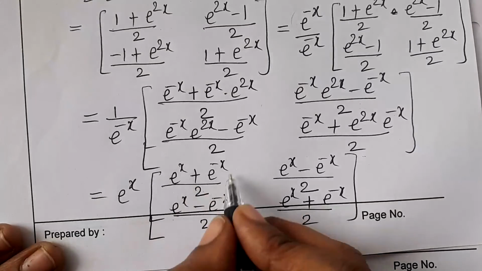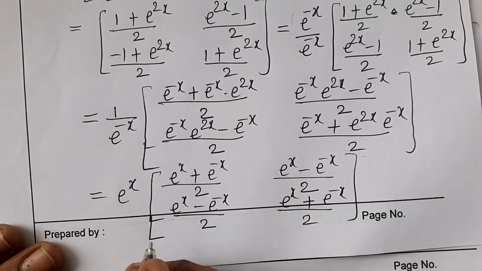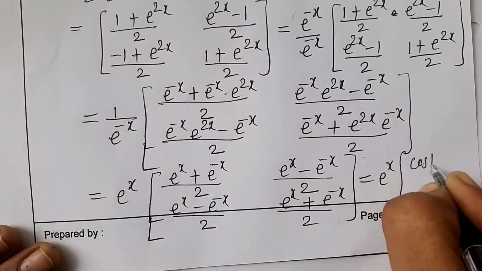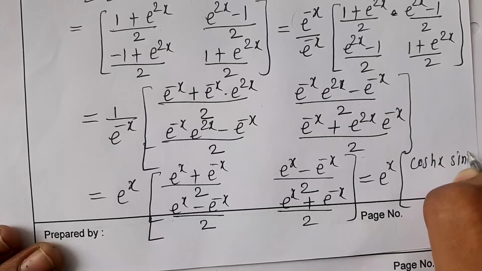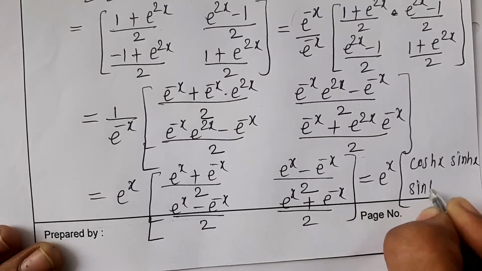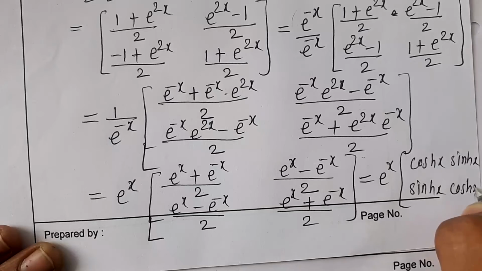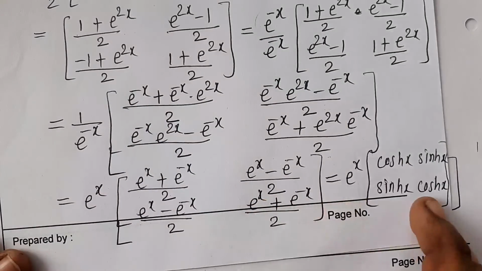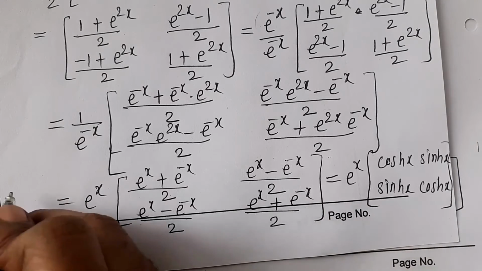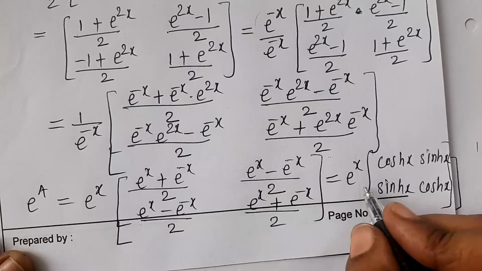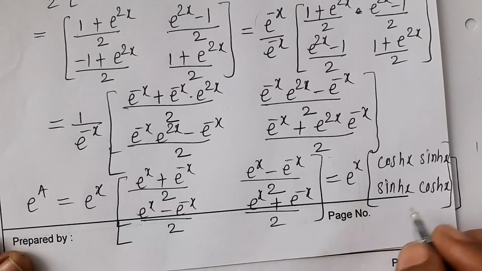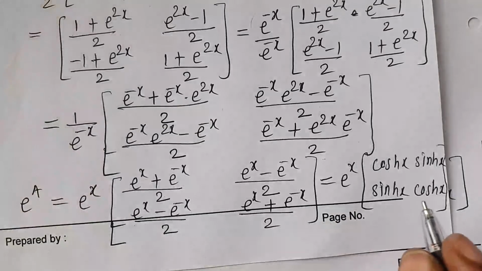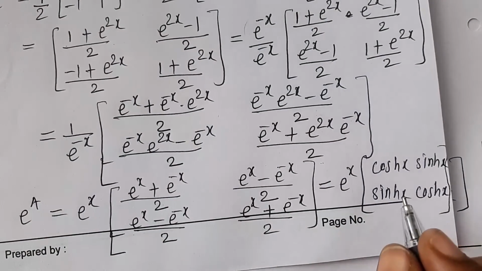So the formula for (e^x + e^-x)/2 is cosh x. So this becomes e to the power x in cosh x, then sinh x, and cosh x. This is the formula for sinh x and cosh x, so we can directly substitute it in the formula. So we got the answer: e to the power A is equal to e to the power x into cosh x, sinh x, and cosh x. So hence we can prove this by using Sylvester theorem also.